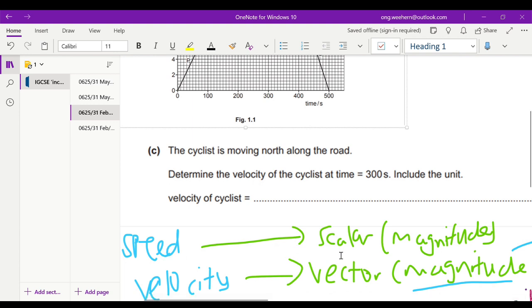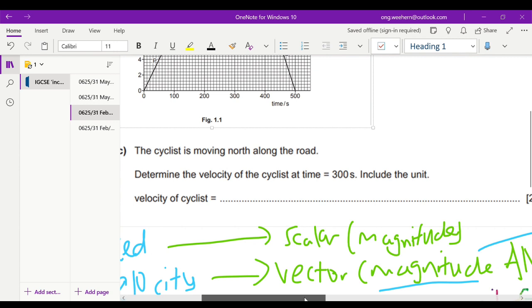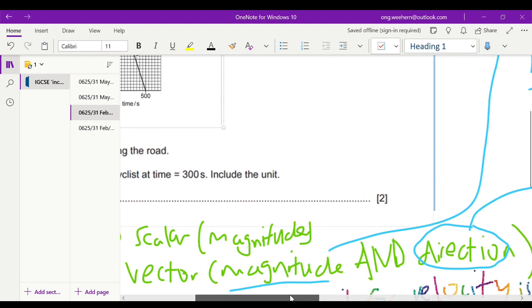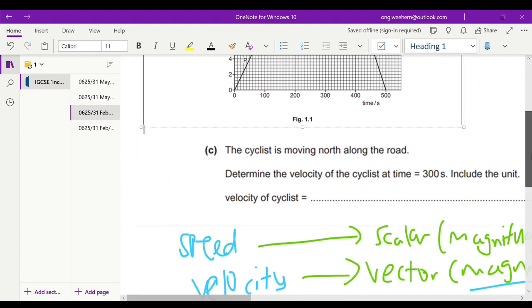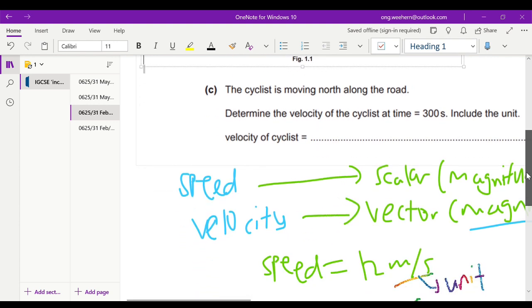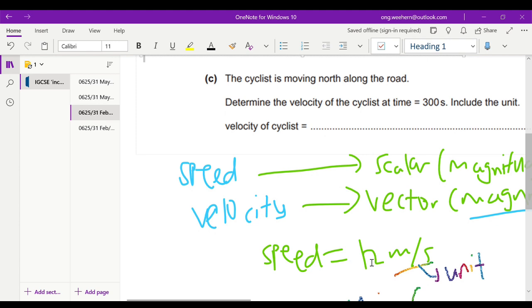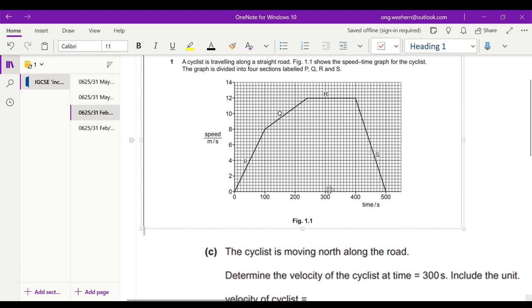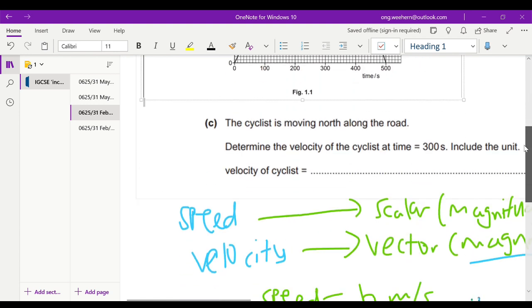Speed is a scalar which comprises only a magnitude. Velocity is a vector that comprises both magnitude and direction. So you have 2 parts to the answer, magnitude and direction, to get the velocity of the cyclist. For the speed, from the graph, you get 12 meters per second. How? At 300 seconds, you trace all the way up to where the graph intersects with 300 seconds, and we notice that the speed is 12 meters per second.